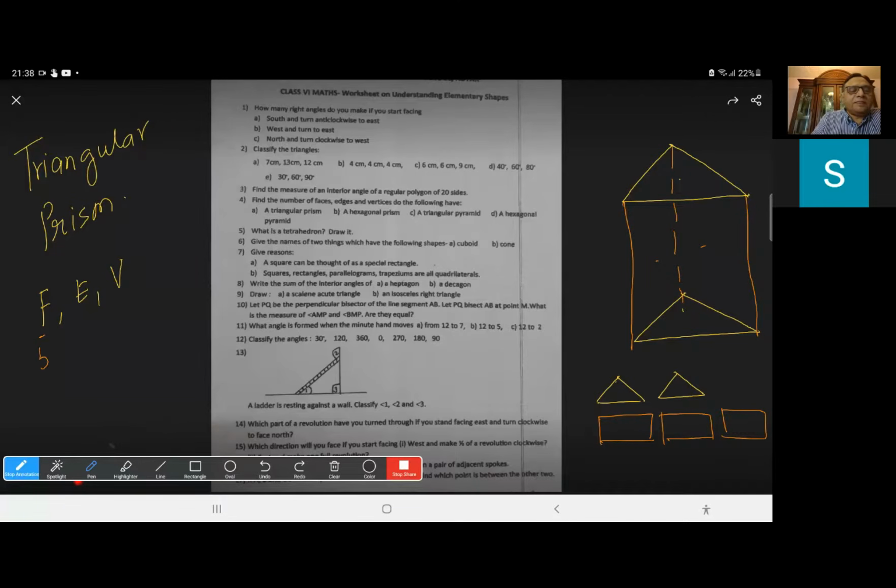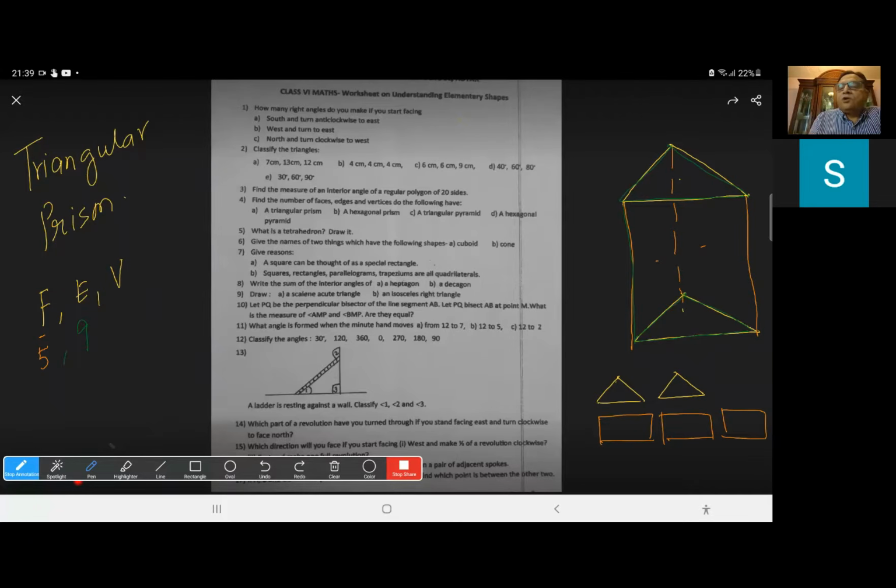Is that okay? Now let's count the edges. Edges are these lines. We have 3 edges for the triangles in the top and 3 in the bottom. So that makes it 6, and then 3 vertical. So that makes it 9. So we have 9 edges. Is that clear to you?